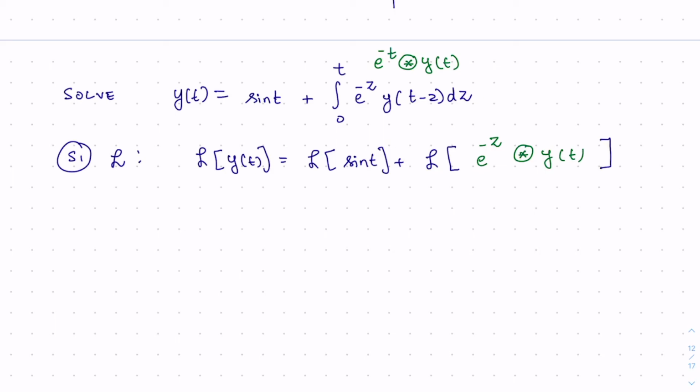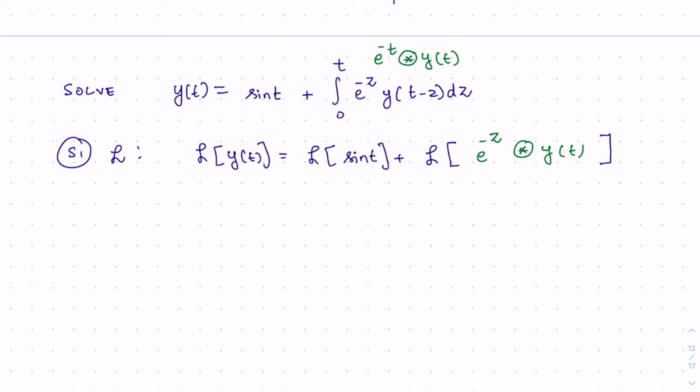And the good news is we can use the Laplace properties, the convolution properties. The left hand side is simply going to be cap Y of s. The right hand side, the first term is easy, it's sine t, so it's going to be 1 on the top and s squared plus 1 on the bottom, no big deal. The second one is going to be the Laplace of e to the minus t times the Laplace of y of t. Laplace of y of t is cap Y of s, that's not a big deal. And the Laplace of e to the negative t is 1 over s plus 1.